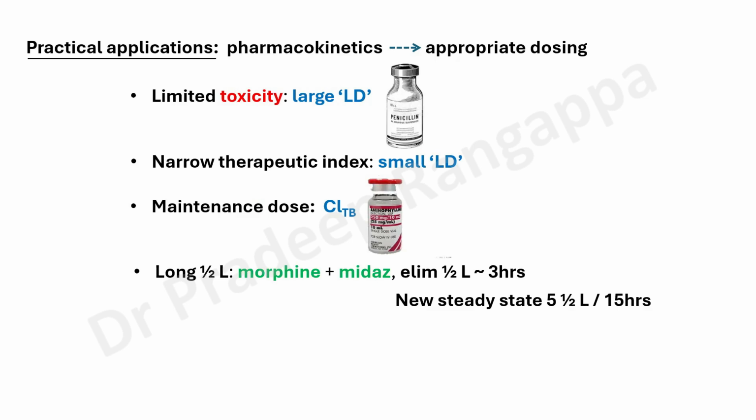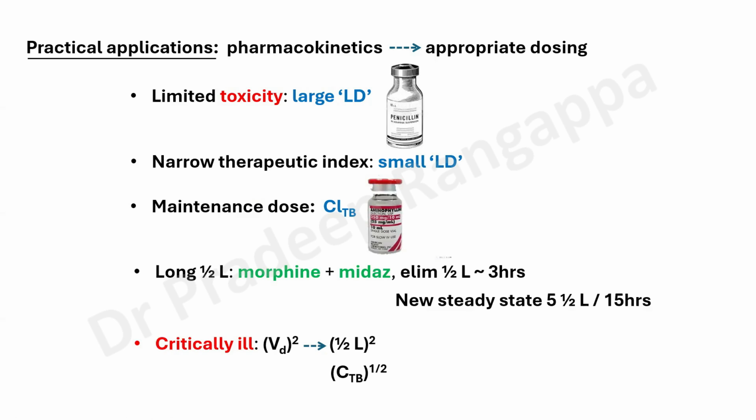And there are certain drugs in ICU which have a long half-life, like morphine and midazolam, where the elimination half-life is around 3 hours. For these drugs to attain a new steady state, it takes around 15 hours because they need 5 half-lives to attain a new steady state concentration. I won't go into detail, but just bear in mind, some of these drugs have a longer half-life and need multiple half-lives to attain a new steady state concentration. So this is important in critically ill patients.